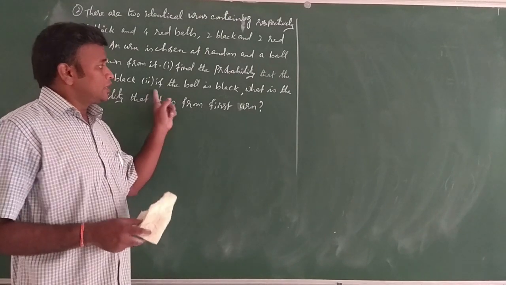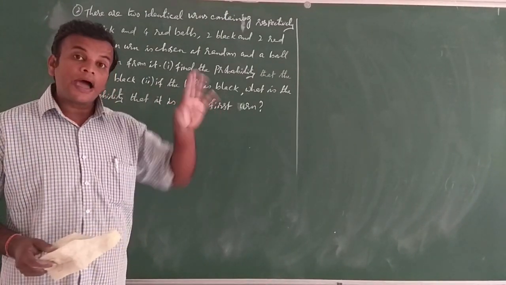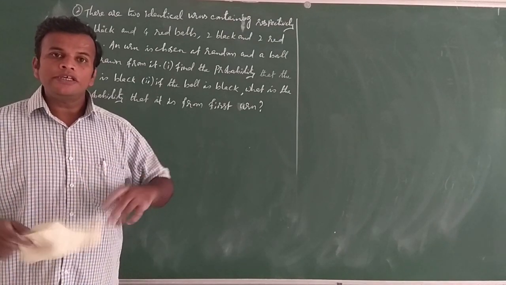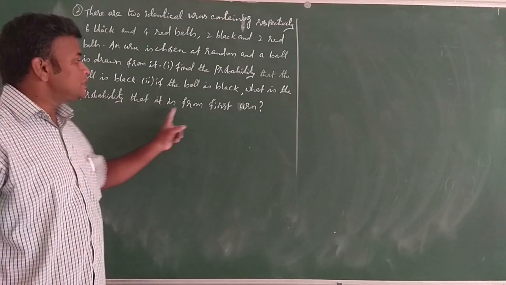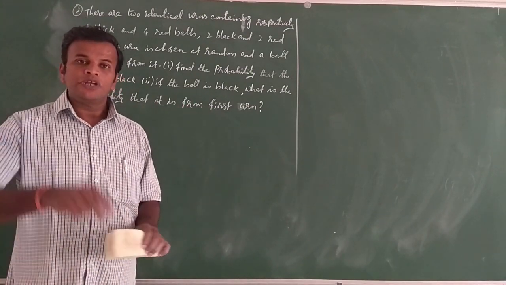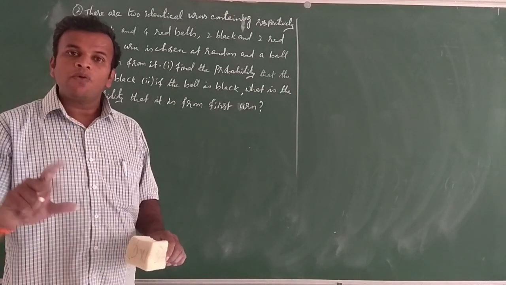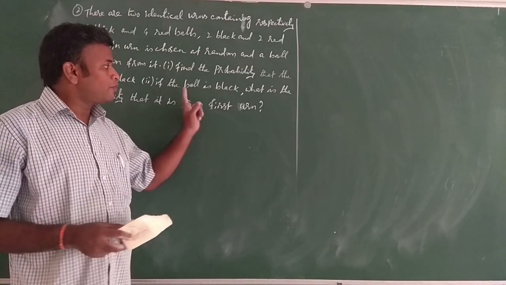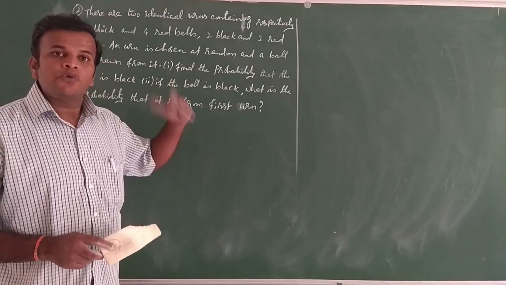And the second one: if the ball is black, we assume this event has already happened. We assume the ball is black. What is the probability that it is from urn 1? We are taking one ball. The ball is black. Suppose it comes from urn 1, what is the probability? So it is a conditional probability. So we understand this question. Then we put the answer.